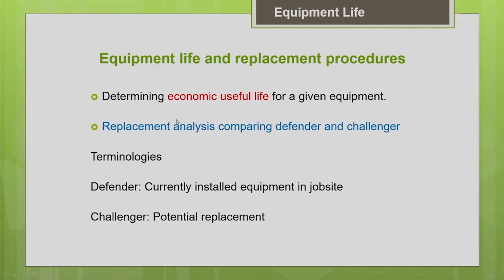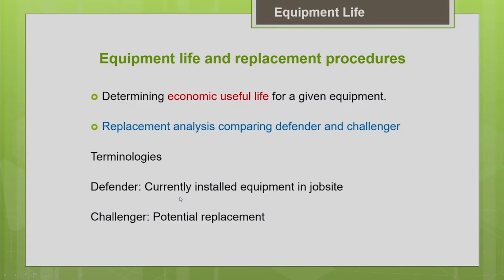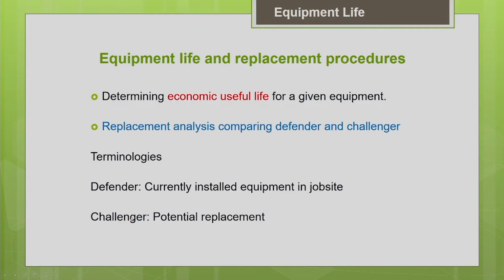The next thing we are going to discuss is, once you have decided to replace your machine, we have to look for the alternatives. What are all the alternative machines available in the market to replace my current machine in the project site? There are some terminologies we need to know. The currently installed machine at the project site, any currently installed equipment or asset, we call the defender. And the proposed equipment which you are considering for the replacement, the potential replacement, is called the challenger. So these terminologies you should be aware of.